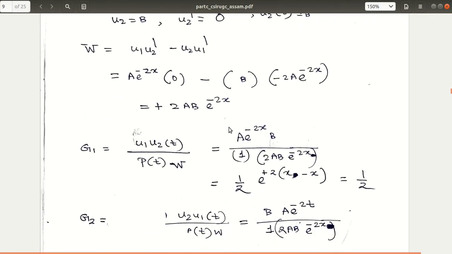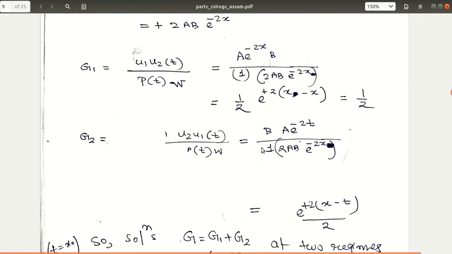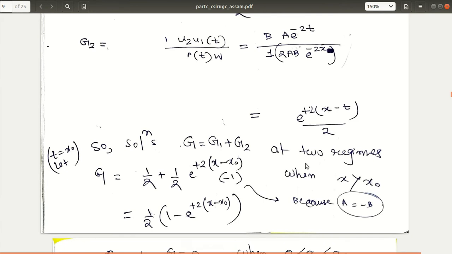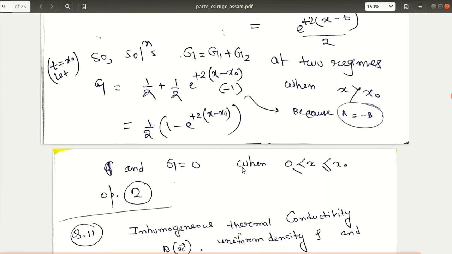So the first solution is g1, which is u1 u2(t) p(t) by W. If you substitute, it will give you half, and g2 will be u2 u1(t) p(t) by W, so b into e to the power minus 2t, which gives e to the power minus 2 into (x minus t). Now the solution will be g1 plus g2, so half plus half into this, and this is minus 1 because a is equal to minus b, and then this will be half into (1 minus e to the power minus 2 into (x minus x naught)).